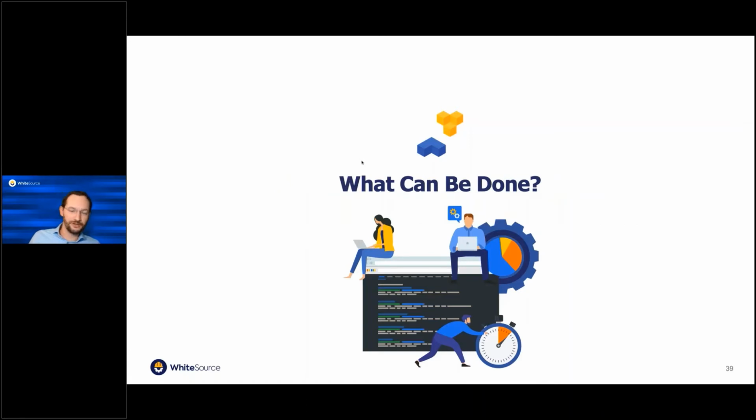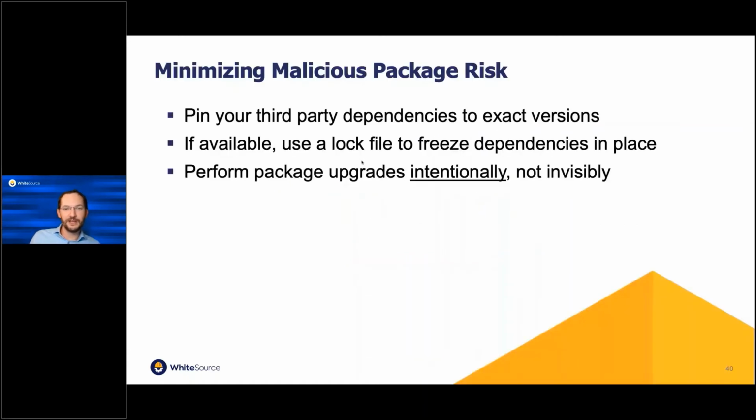All right. So, okay, now what can be done? One of the most important things you can do is to pin your third-party dependencies to exact versions. So for open source that you depend on, do not just say 1.x unless, well, if you have a reason for it, you'll know it. Otherwise, pin it.